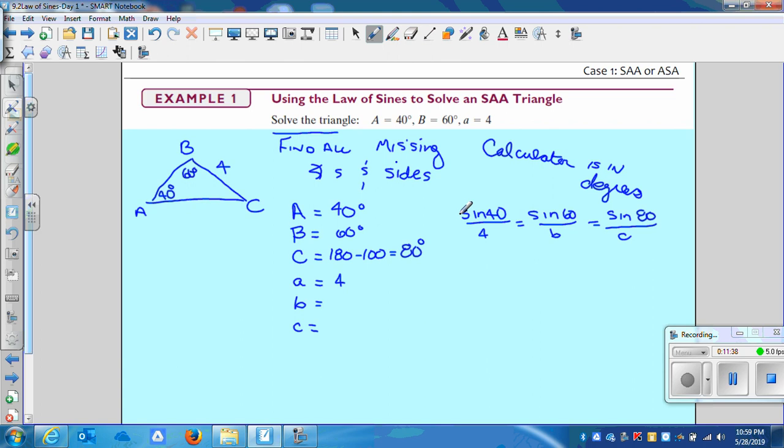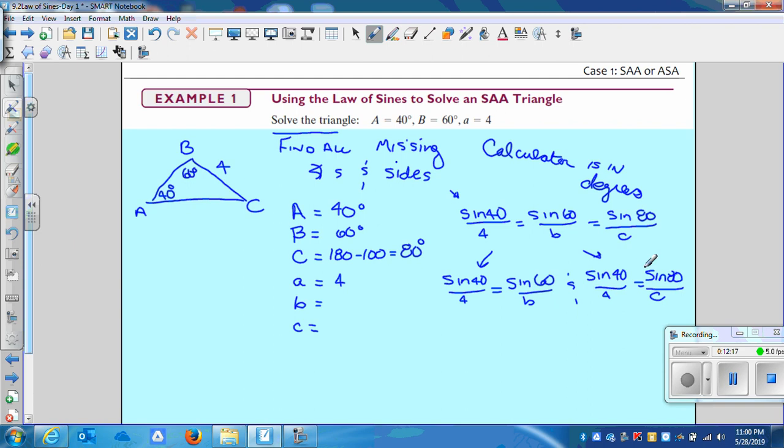You'll notice that of the 3 ratios, the only one that actually has both the numerator and denominator as a known value is the ratio for A. So we're going to set that one equal to both of the other 2 ratios separately. So I'm going to go ahead and split that up and make those 2 proportions. So we've got sine 40 over 4 equals sine 60 over b. And the second one we have sine 40 over 4 and sine 80 over c.